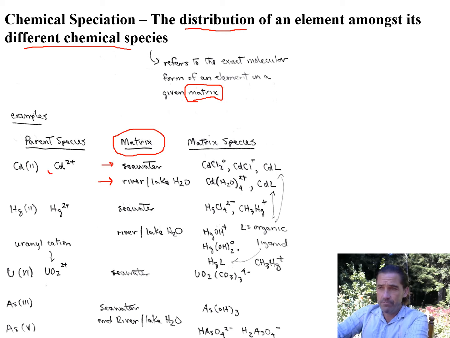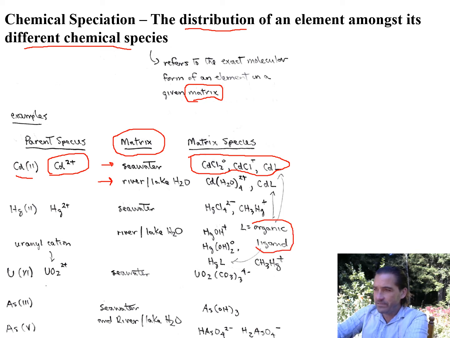And so really briefly, I just want to run through a few examples. Say cadmium. Cadmium is one of my favorite elements. It behaves like a nutrient in ocean distributions. And in the ocean, we can see that it is usually associated with chloride, which makes sense. There's a lot of chloride in seawater. It can also be bound to organic ligands. But in river water, it's usually just in the hydrated form or bound to organic ligands.